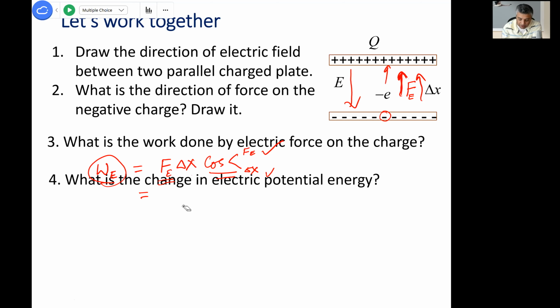So I can write this as Fe delta x, and then cosine 0 is 1, so that means it's positive. Now what is the change in potential then? It's going to be the negative of work done. So that means negative, and work done is this, so it is negative Fe delta x.